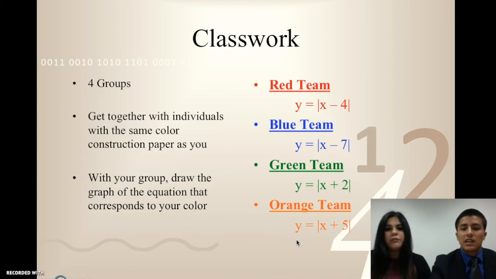So go ahead and take a couple minutes to complete this assignment. Everyone should draw their graph on the construction paper that was handed out to you individually, even though you are working on it as a group. Can I have a volunteer from each team to please come up to the board and draw your graph for each problem? After you have done this, you'll have a small discussion on why you got your graph.